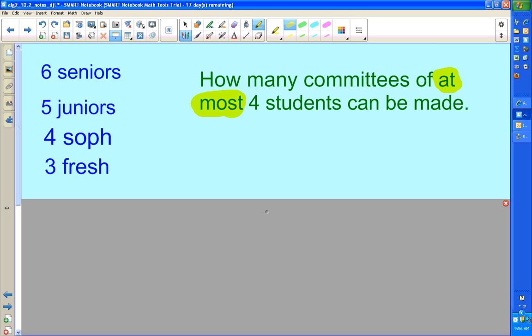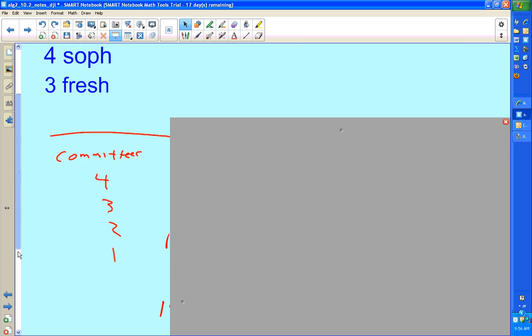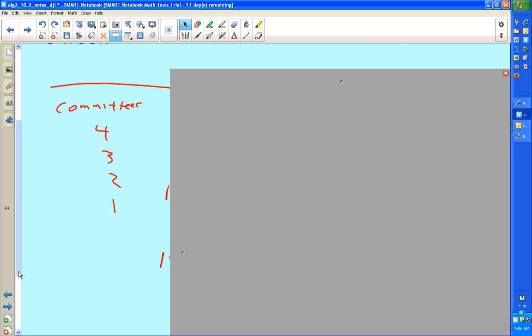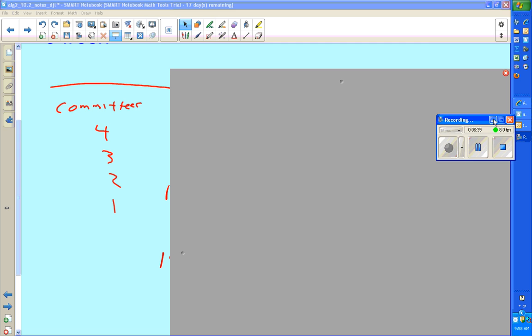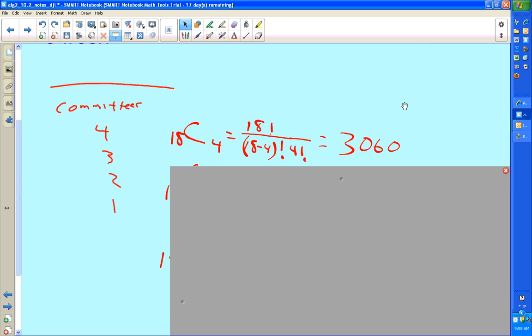So you have to break it down, and you have to say, I need to do committees that have 4 kids, committees that have 3 kids, committees that have 2 kids, and committees that only have 1 kid. I don't know how that's a committee, but that's what you need all 4. Okay? Is anyone not seeing how to get that number?